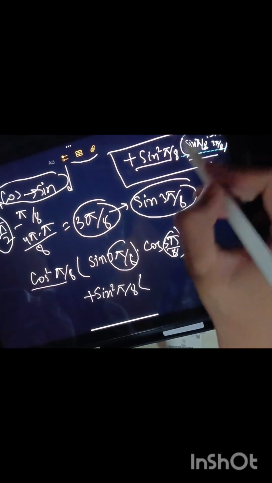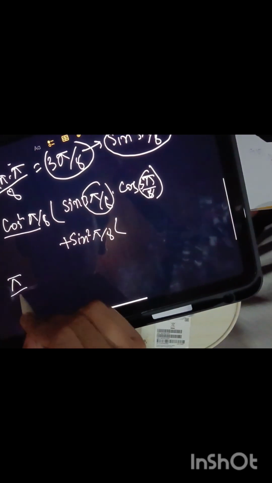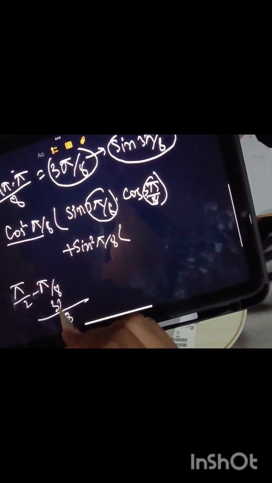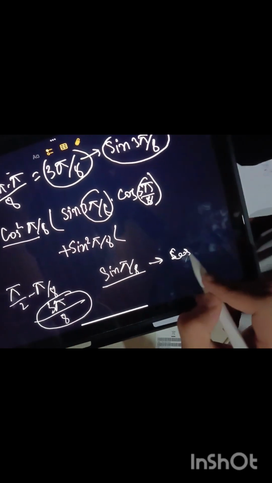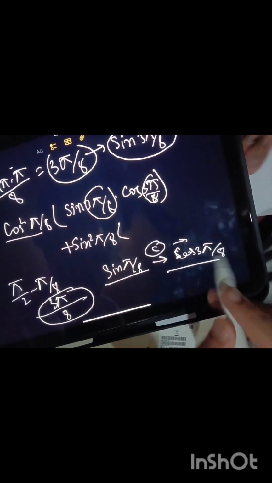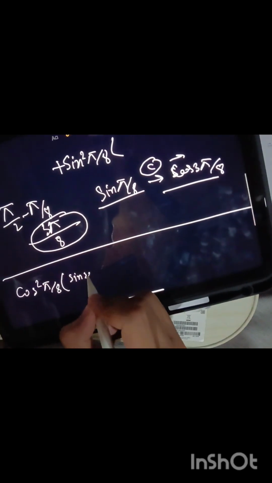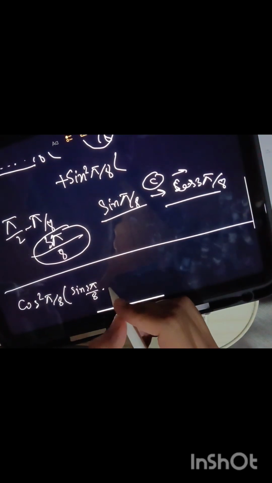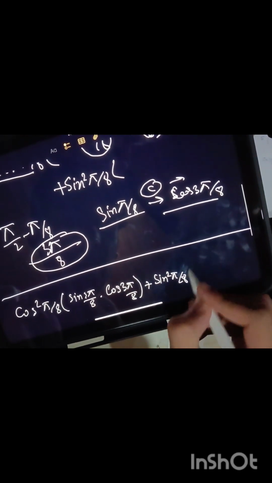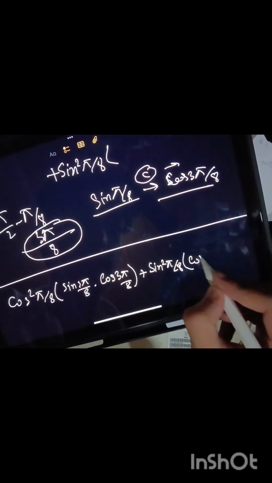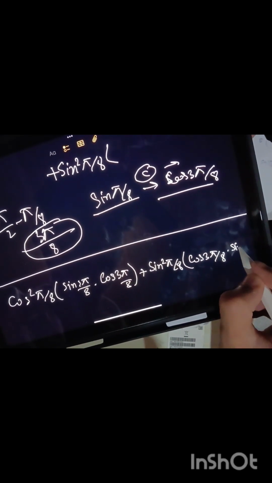If I apply the reduction format of pi by 2, this will be pi by 2 minus pi by 8, so this will be 3 pi by 8. So sin pi by 8 into its complement is cos 3 pi by 8, since cos is the complement of sine. Now I will write the expression again. The expression was cos square pi by 8 multiplied by sine 3 pi by 8 multiplied by cos 3 pi by 8 plus sine square pi by 8 multiplied by cos 3 pi by 8 multiplied by sine 3 pi by 8.